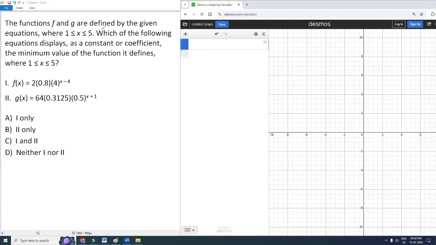The functions f and g are defined by the given equations, where 1 ≤ x ≤ 5. Which of the following equations displays as a constant or coefficient the minimum value of the function it defines, where 1 ≤ x ≤ 5?